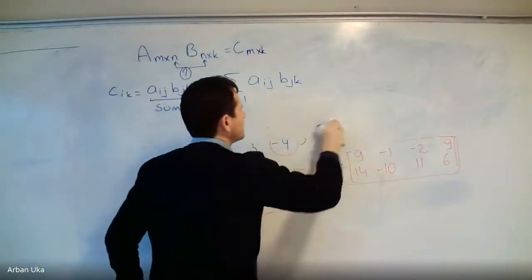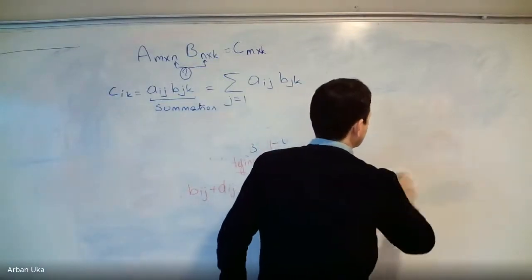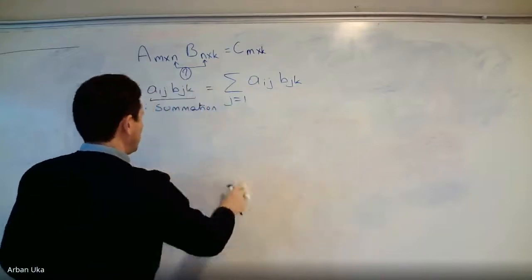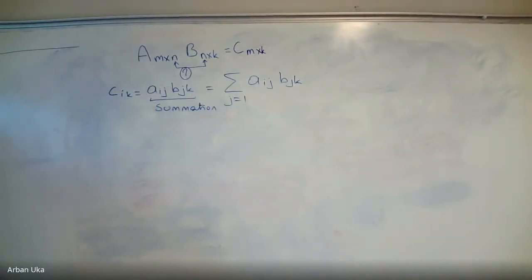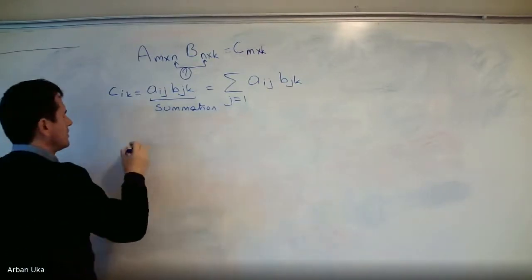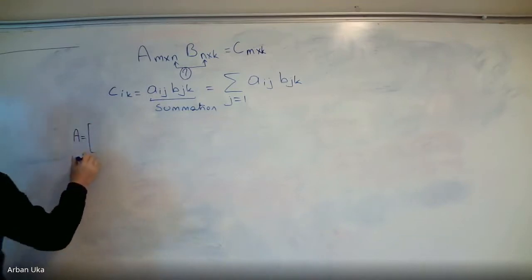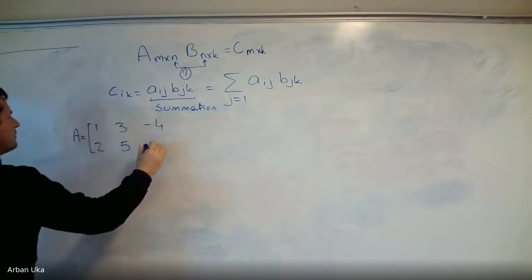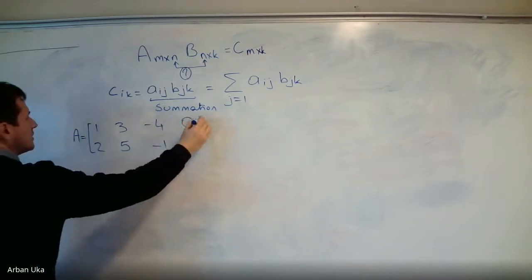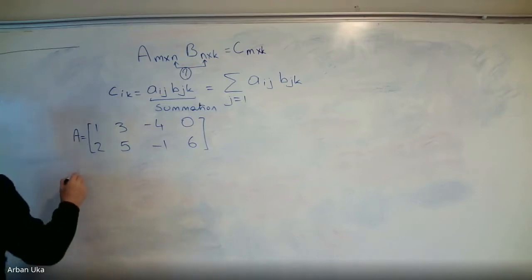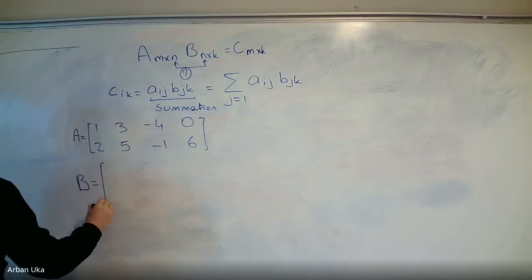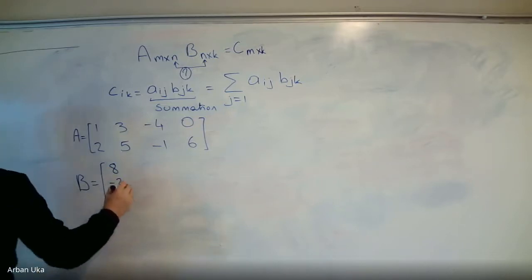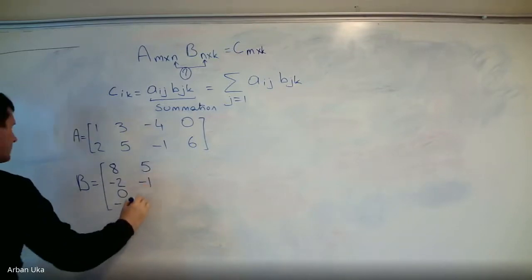I think it's best if we provide an example here. A is 1, 2, 3, 5; minus 4, minus 1, 0, 6. I'm just getting this from the slide. This is A, and B is 8, minus 2, 0; minus 1, 5, minus 1; 1, minus 7.